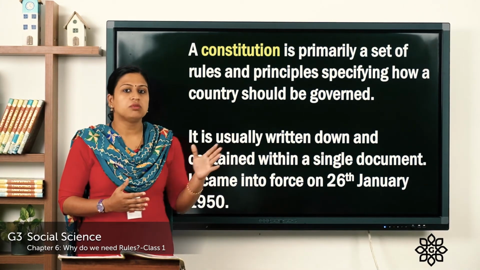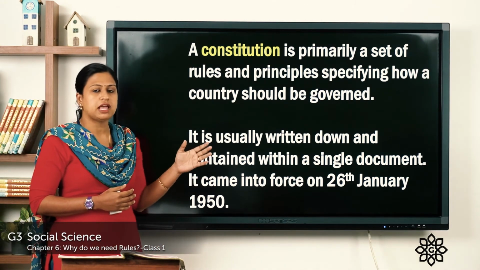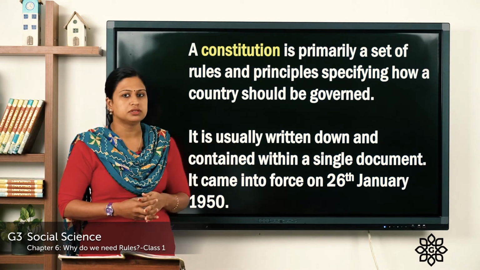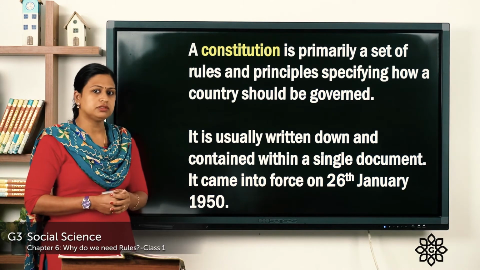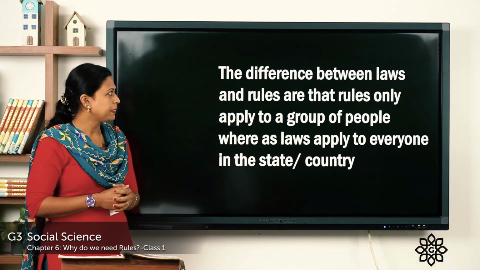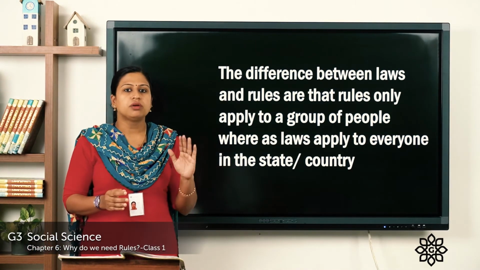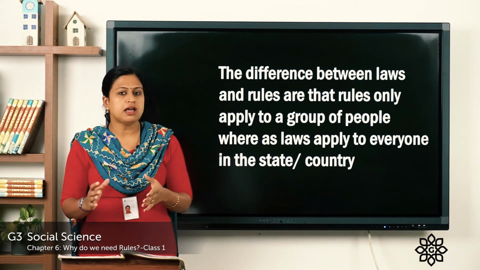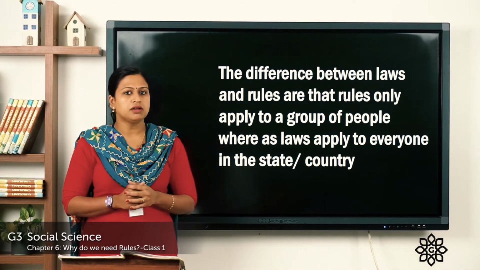Now, we'll discuss what a constitution is. A constitution is a set of rules and principles specifying how a country should be governed. It is a written document and it came into force on 26 January 1950. The difference between rules and laws is that rules are applied to a group of people, whereas laws are applied to all the people of a particular state or a country.